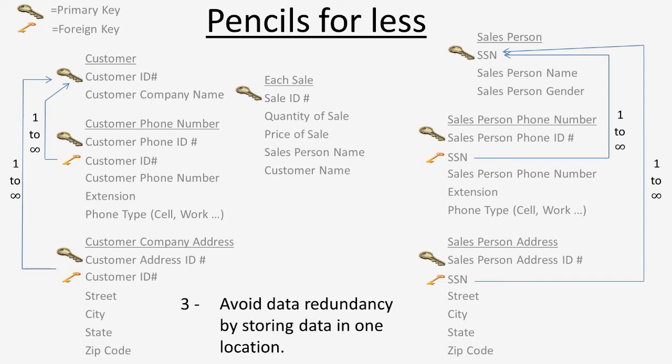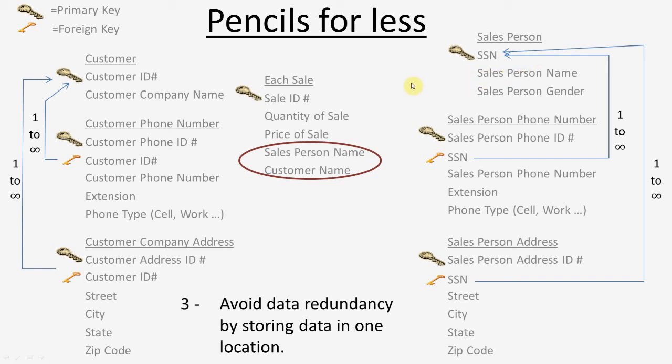The next rule that we are going to cover is rule number 3. Avoid data redundancy by storing data in one location. If we look at our sales table, we can see that we have salesperson's name and customer name. But under the salesperson's table, we also have salesperson's name.